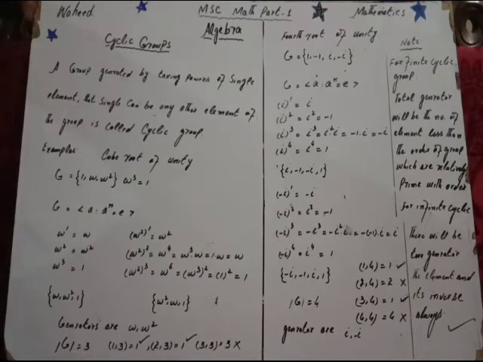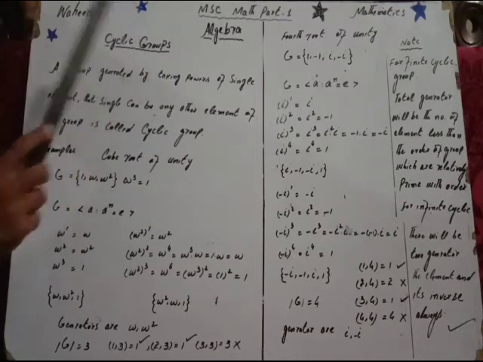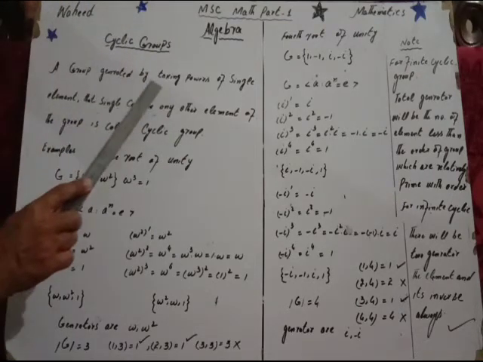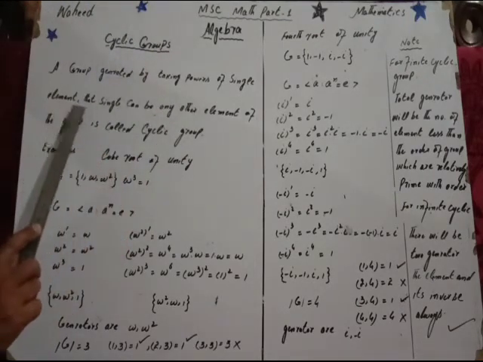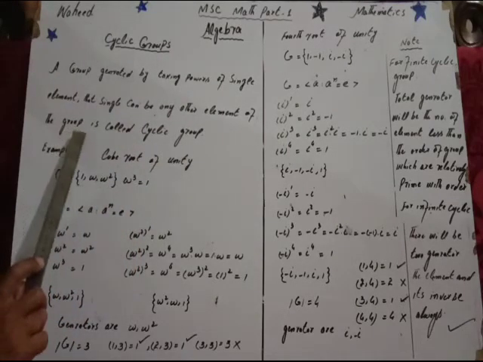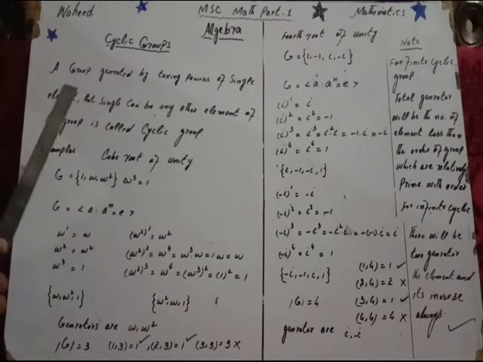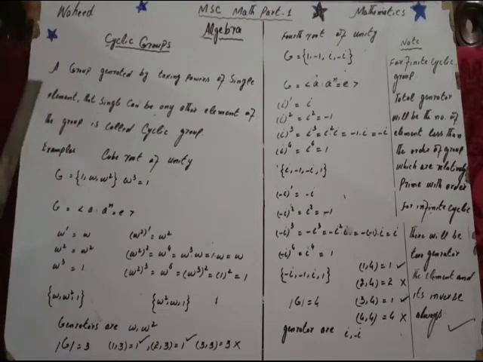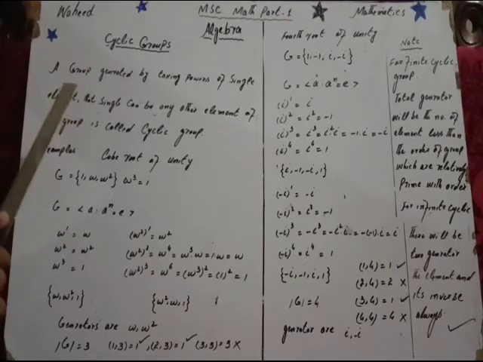In algebra, a very important concept is the cyclic group. What is a cyclic group? A group generated by taking powers of a single element. That single element can be any element of the group. A group which is obtained by taking the power of a single element, a group which is generated by a single element, is called a cyclic group.